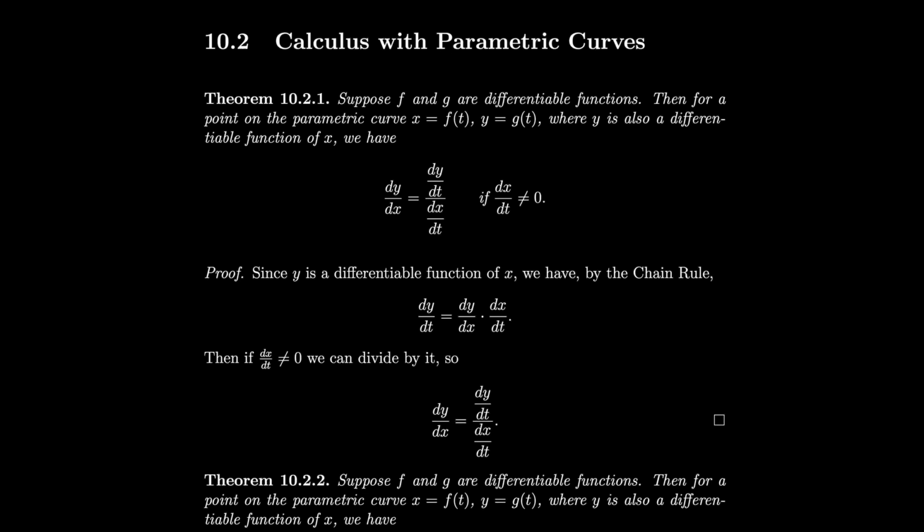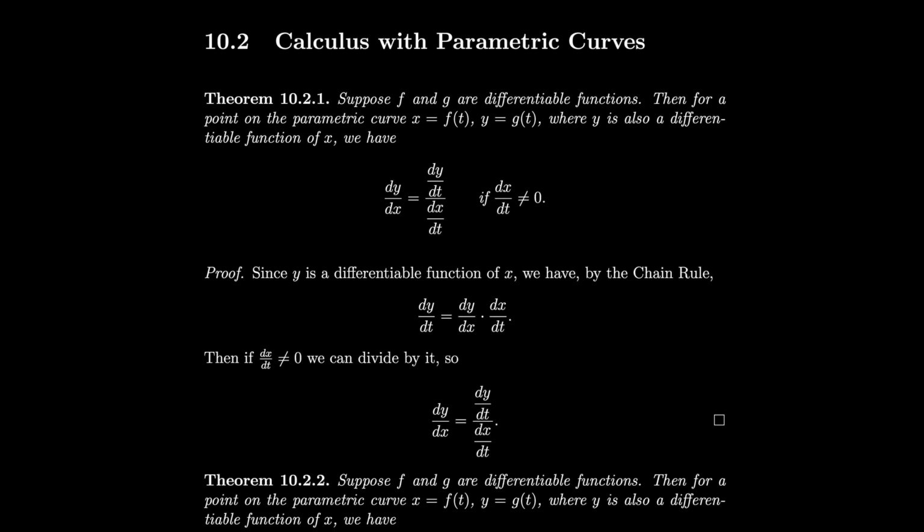Suppose f and g are differentiable functions. Then for a point on the parametric curve x equals f of t, y equals g of t, where y is also a differentiable function of x, we have dy/dx equals dy/dt over dx/dt, provided that dx/dt is not equal to 0.